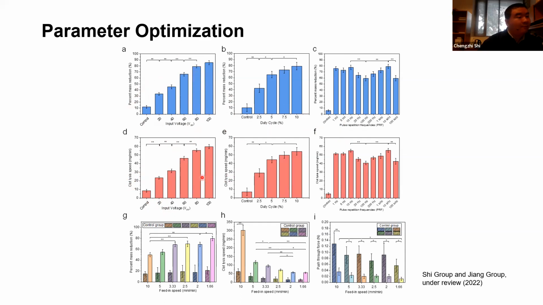But the thing is, if we increase the input voltage or duty cycle to be too high, there will be some damage to the ultrasound transducer because of the heating.